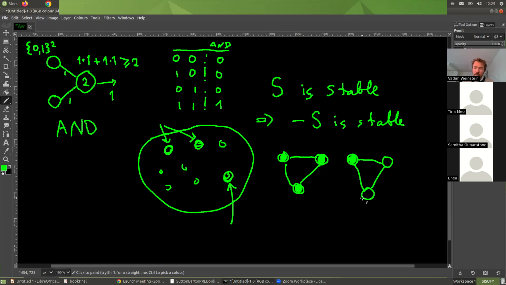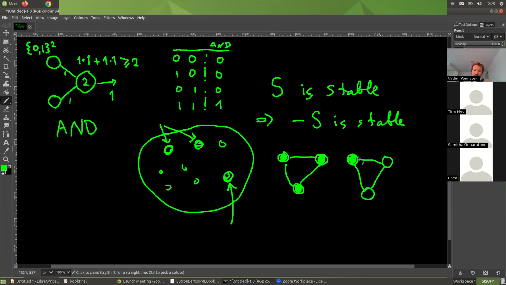Okay. So suppose that we start with this. Then this should become black, or it should become 1, or green in my case. If this is a stable state, sorry, this should become 0, because this is 1, this is -1, so it's not AND, so this should become 0.